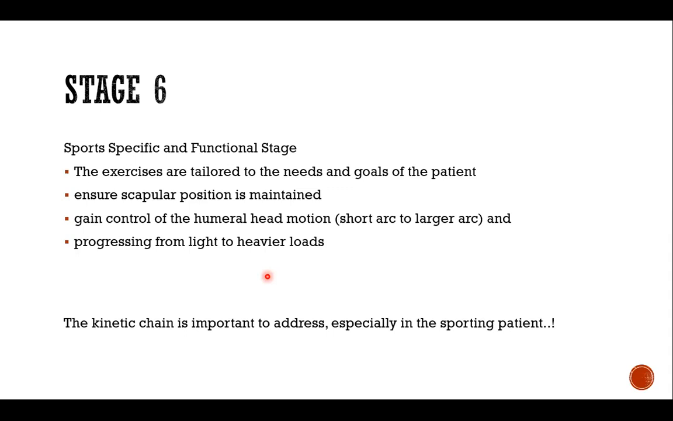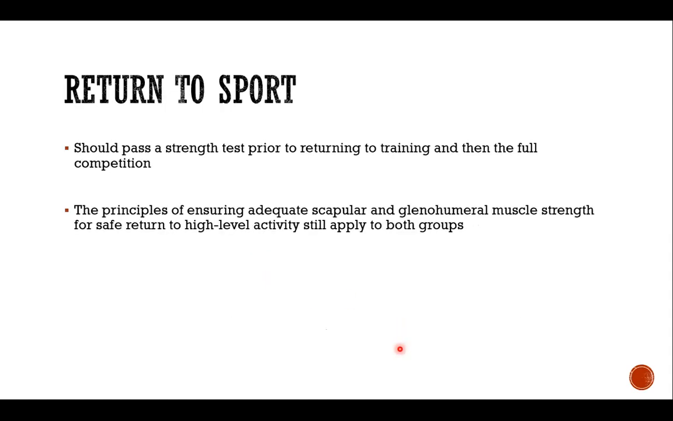Kinetic chain is also very important. Lower limb chain is commenced early and progresses to the upper limb chain, and this can be implemented once the shoulder is stable enough to contribute to this sequence of movements.